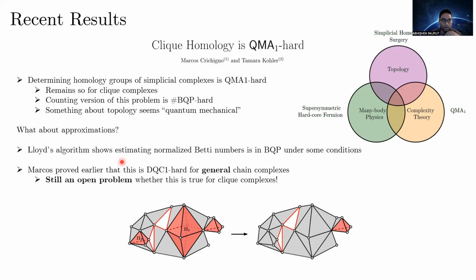So there's still something quantum mechanical about this problem, despite the exact version of this problem being hard even for quantum computers to solve. And the way they went about proving this is actually quite interesting. They use techniques from not just topology, but also from supersymmetric many-body physics. They consider certain types of supersymmetric Hamiltonians, and they show that determining the properties of these Hamiltonians has direct implications for determining the topologies of simplicial complexes.